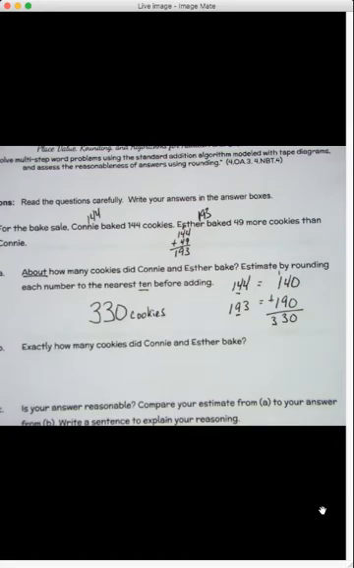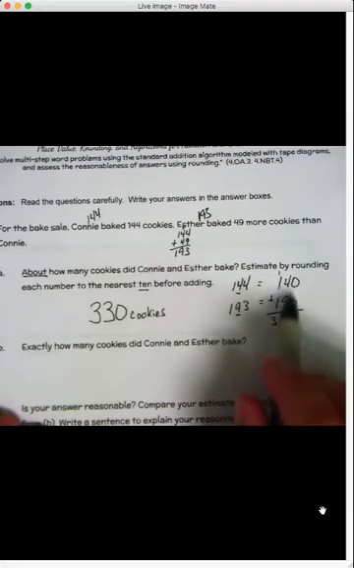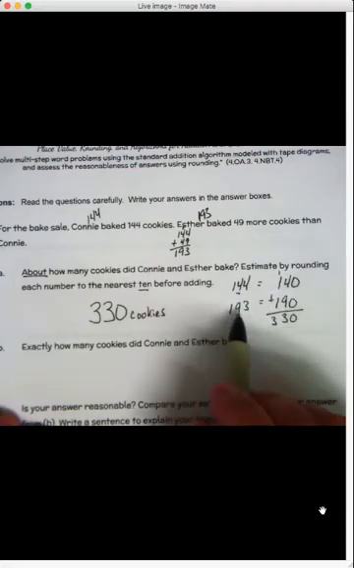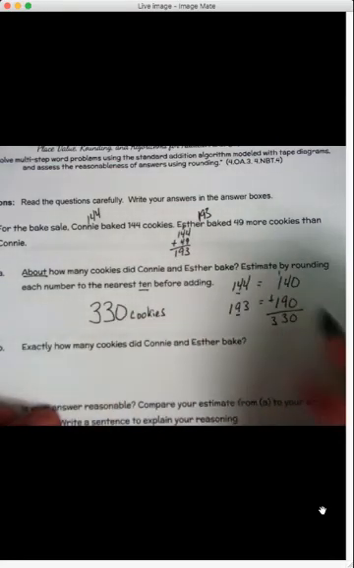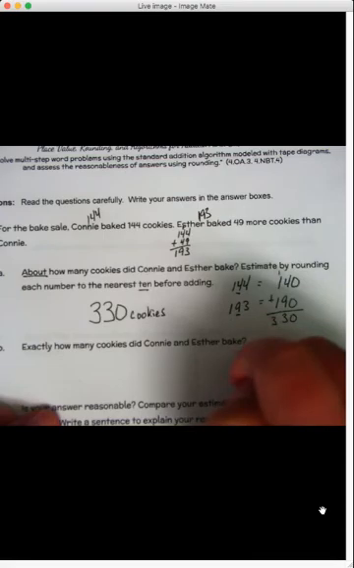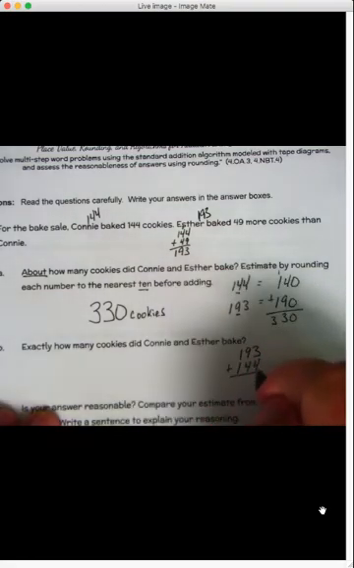Now, B wants to know exactly how many cookies did they bake together. Well, we can't use these rounded numbers. Now we've got to use these actual numbers that they baked. So let's see. And I didn't do what I told you to do yesterday. I didn't put the bigger number on top. So now we've got to add the exact numbers. So Esther baked 193 plus Connie's 144. Now that's exactly how many each of them baked. Now we'll add it together to find out exactly how many they baked together.